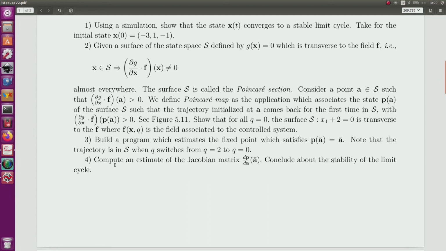The last question. I have to compute an estimate of the Jacobian matrix of this Poincaré map, at point A bar, which corresponds to the equilibrium. And from this Jacobian matrix, I have to conclude about the stability.